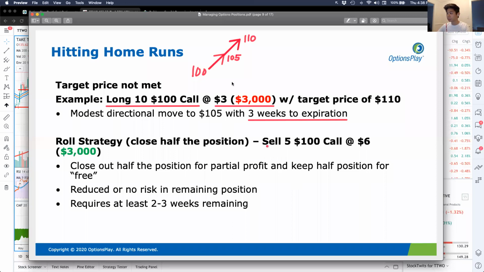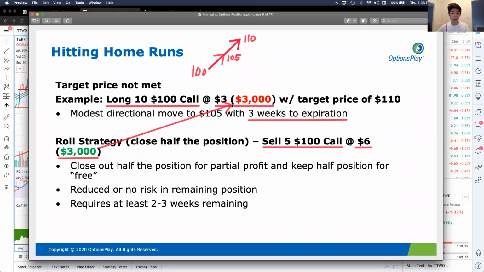So in this particular case, let's say the stock goes up to 105, 3 weeks before expiration. What I can do is sell half of my call position. So I have 10 contracts, I sell 5 of them. Because the stock rallied from 100 to 105, those call options are going to be worth more. Originally, when I bought them, they were $3. Now they're worth $6. So by selling half my position, what I bring in is a $3,000 credit. Now, my original trade was a $3,000 debit. So just by closing half this position, I've reduced my overall risk on the entire trade down to 0.